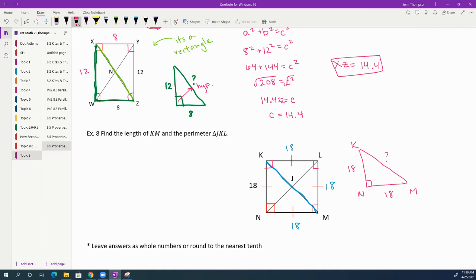Please pause this video and work out the length of KM on your own. Okay, practice the Pythagorean theorem. We just did it in example 7, so you've got a perfect example there. They're mirror images. They're very, very similar, all right? So try to use what we did there in example 8. Please pause this video.